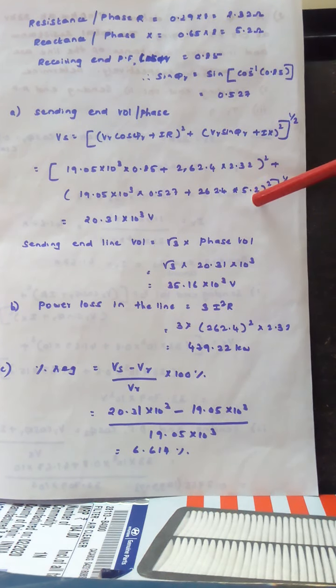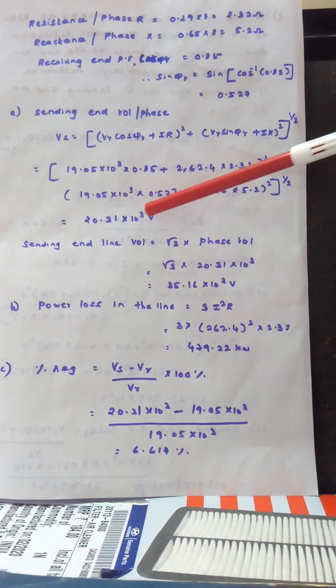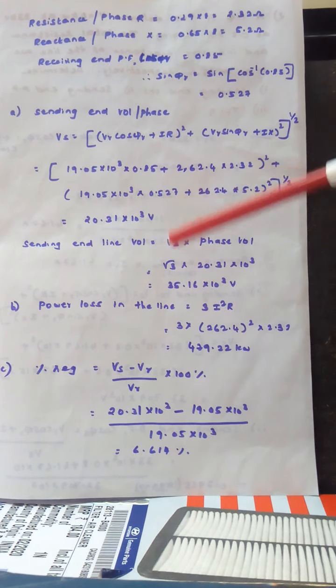Again, we have to convert this into a line voltage. Whatever we got is a phase voltage, so we have to convert it into line: root 3 into phase voltage. So root 3 into 20.31 into 10 to the power of 3, and we are getting 35.16 into 10 to the power of 3 volt.